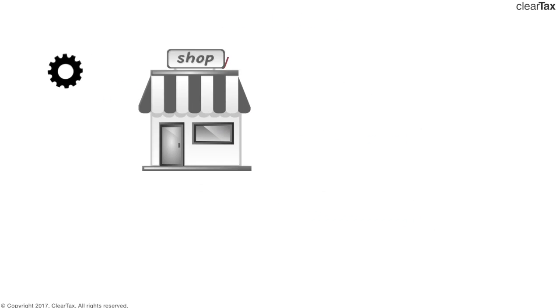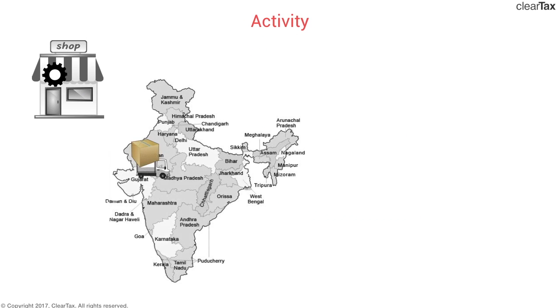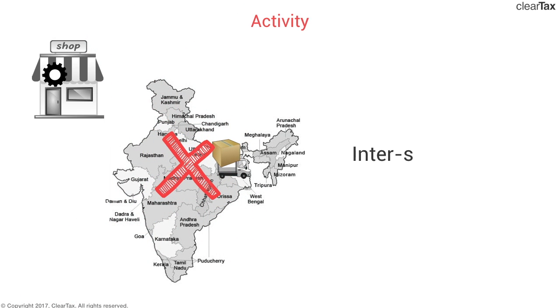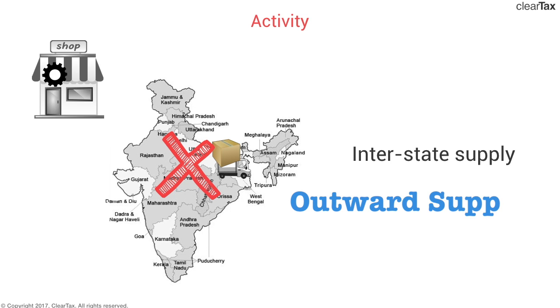The first of these activities is interstate supply. Under GST, supply is a broad term. It has replaced sale and purchase. Sale is outward supply and purchase is inward supply. This exclusion from the compensation scheme is only for those businesses which are involved in interstate outward supply of goods. That is, if you sell goods to other states, then you cannot opt for the compensation scheme.